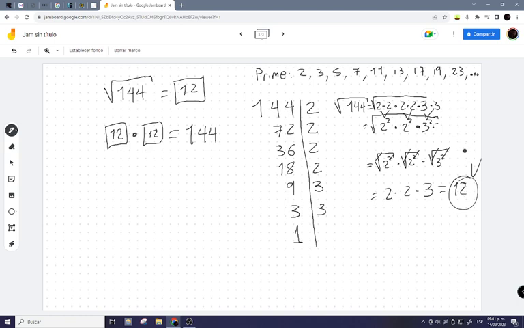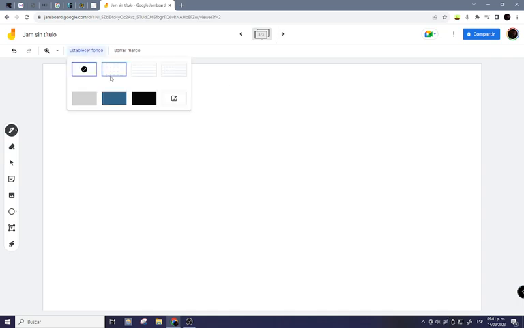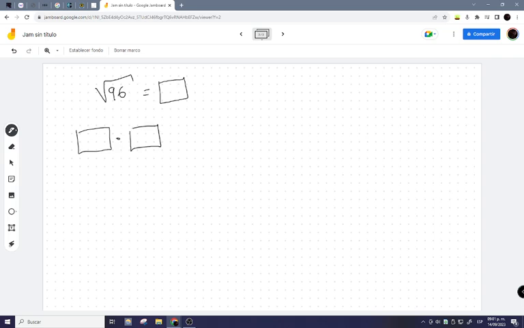But let's see what happens when we have a root that is not a natural number. So let's say that we want to find the square root of 96. So let's do the same process. Remember that the square root of 96 is a number that multiplied by itself is 96. So let's try to find it. Let's do the prime factorization of 96.